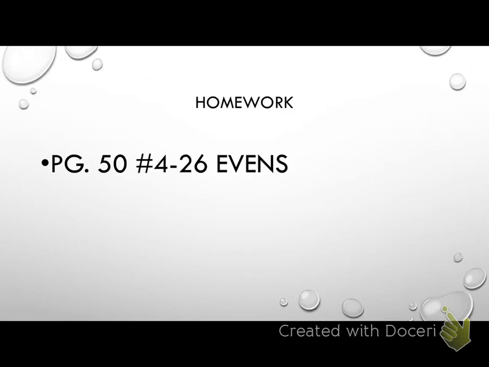Page 50. Numbers 4 through 26 evens. I think it's 12 problems. All about solving these literal equations. Make sure you get this written down. Make sure you get the correct heading on your paper: name, date, period, assignment in the upper right-hand corner. If you don't finish in class today, it'll be due Thursday the 7th on Canvas. Are there any questions about any of the notes before I end the recording?